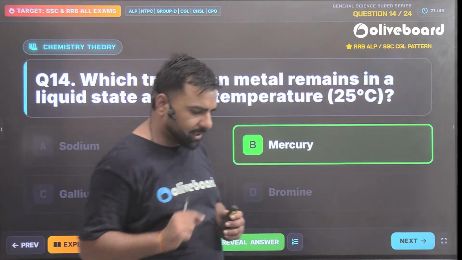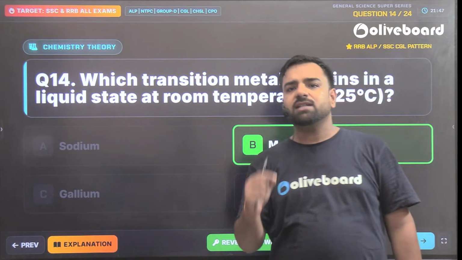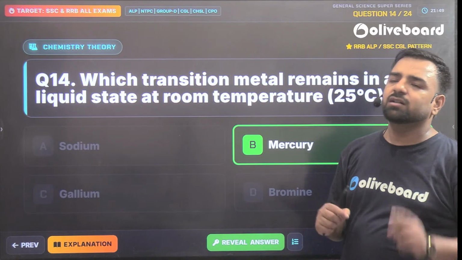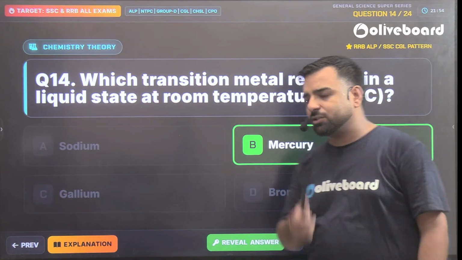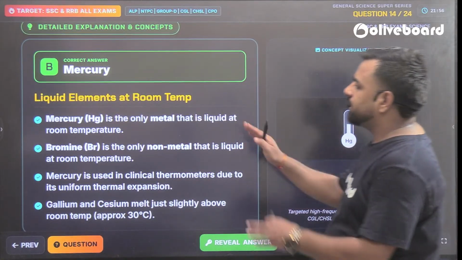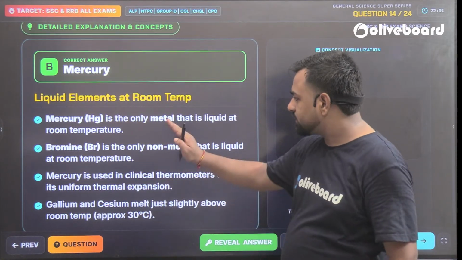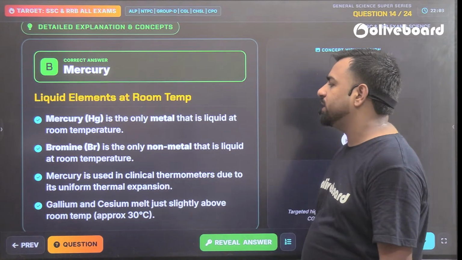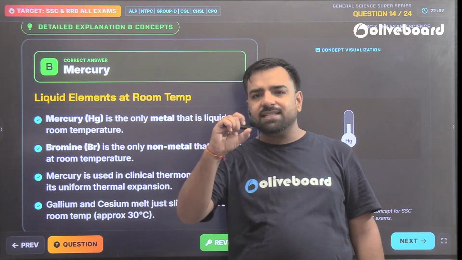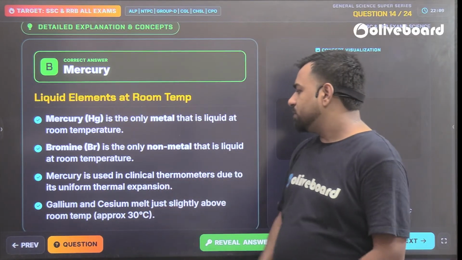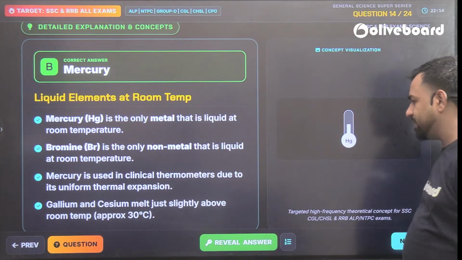Achha, one more thing. If mercury is ingested, what issue will there be? The issue that occurs is Minamata. You must remember this. Mercury is the only metal that is liquid at room temperature. Second, bromine is the only non-metal that is liquid at room temperature. Mercury is also used in clinical thermometers because it can easily expand and contract. Also, gallium and cesium melt just slightly above room temperature, approximately 30 degrees centigrade.